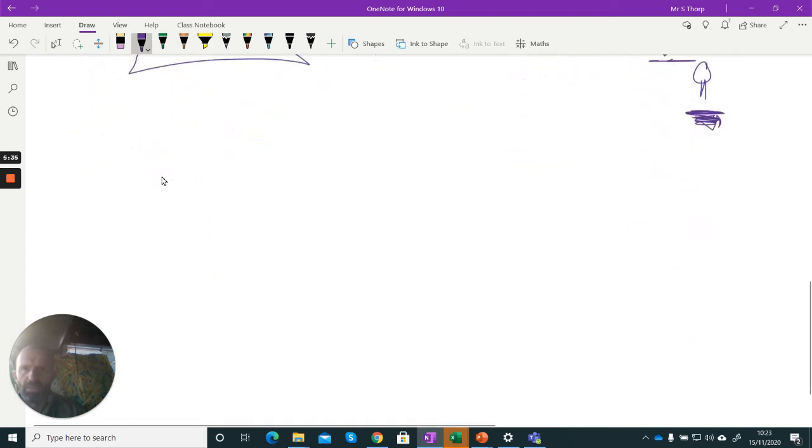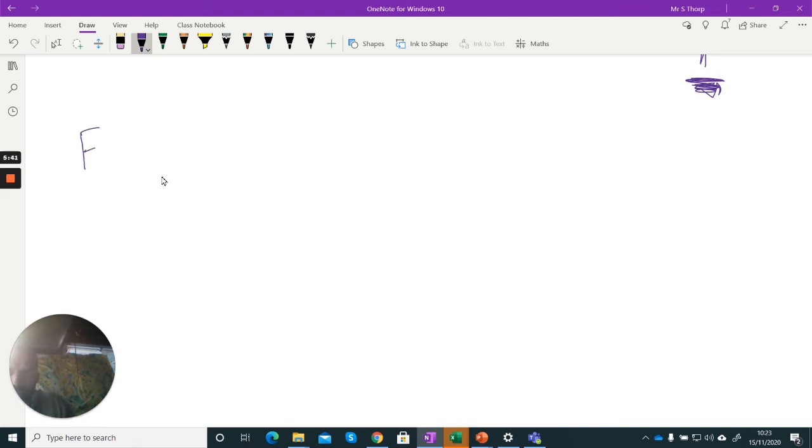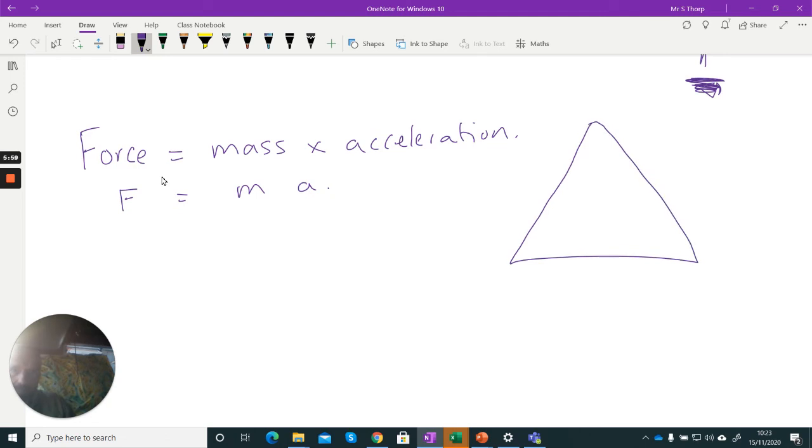Right, next one. Force equals mass times acceleration. This is Newton's second law. Force is equal to mass times by acceleration, or F equals ma. Now we can put it into a triangle here. So F equals m times a. So force measured in newtons, we know that. Mass, kilograms. And acceleration, meters per second squared.